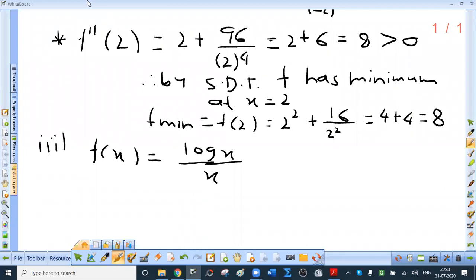So the next function is log x upon x. So what is f dash of x? You have to use quotient rule. Tell me the derivative.